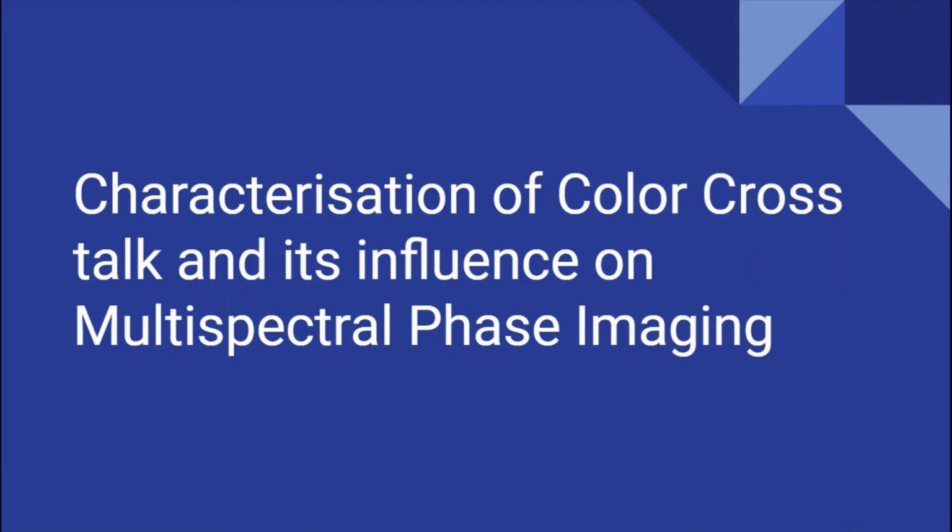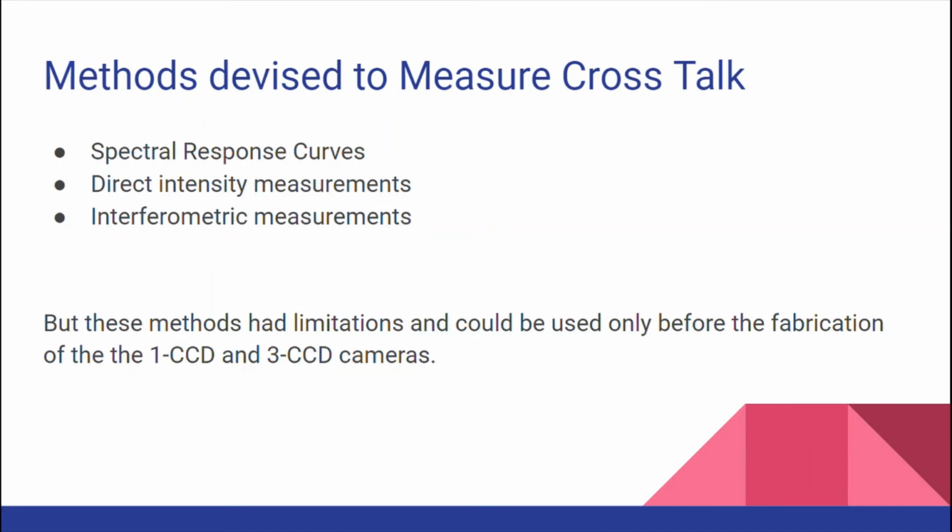Now, there are three methods devised to measure the color crosstalk, which are spectral response curves, direct intensity measurements, and interferometric measurements. We will limit our discussion only to interferometric measurements since it is the best method for quantifying and characterizing color crosstalk. Also, it does characterization and quantization on the microscopic level, so it is more accurate, more precise, and gives us a better distinction with the help of spectral response curves.